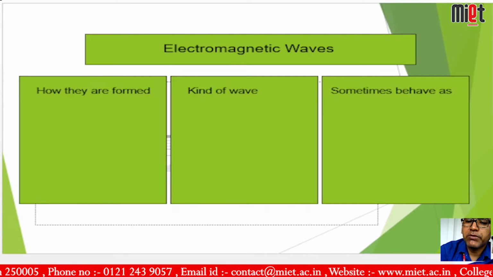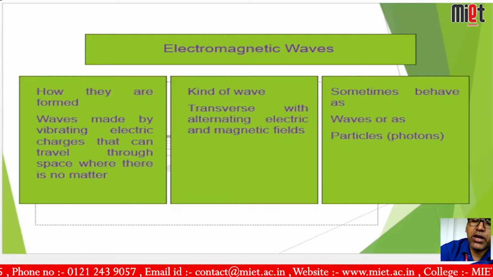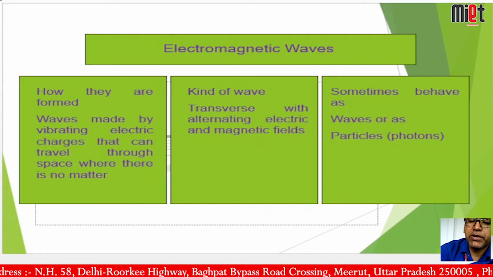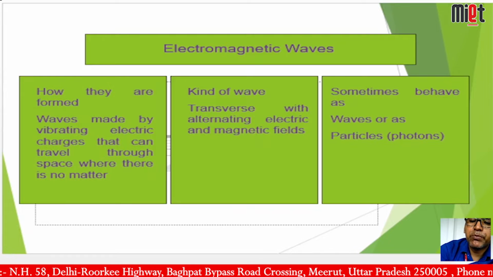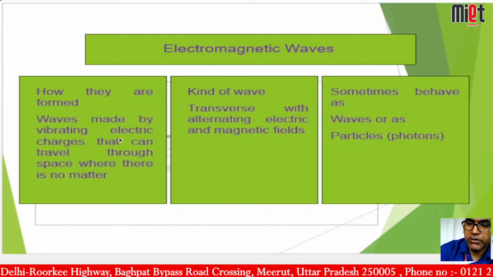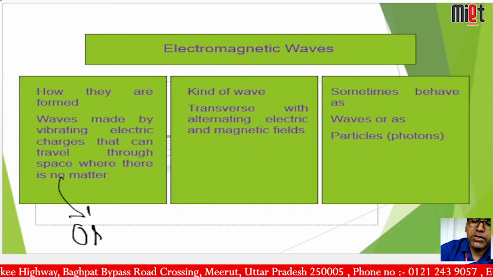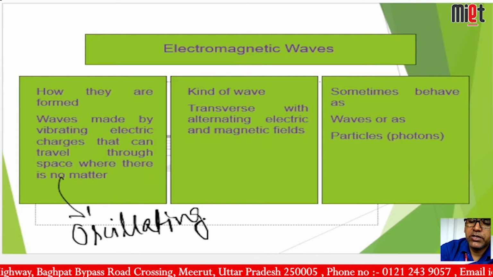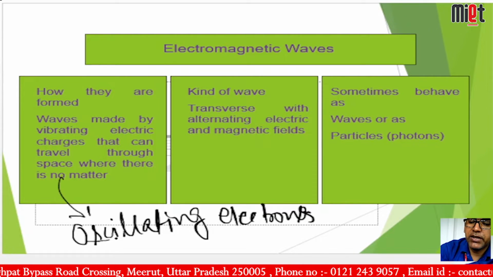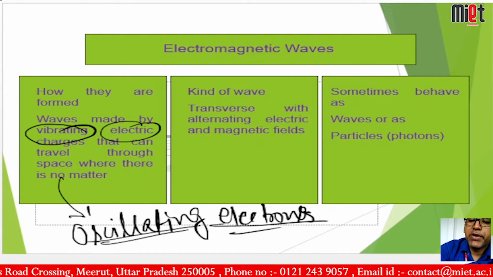So what is an electromagnetic wave? How is it formed? Waves are made by a vibrating electron. I have told you that a vibrating electron, or an oscillating electron, or an electron which is moving with varying speed will give rise to electromagnetic waves, and they will travel through space without any material requirement. Electromagnetic waves can be generated using oscillating electrons. You just need to oscillate electrons and you will get electromagnetic waves. Oscillating electrons are also called vibrating electrons or vibrating electric charges.